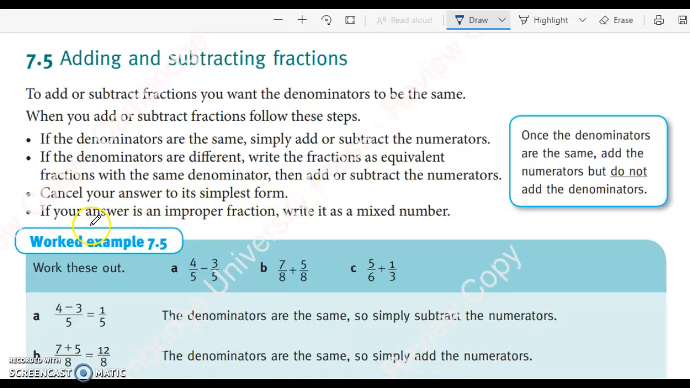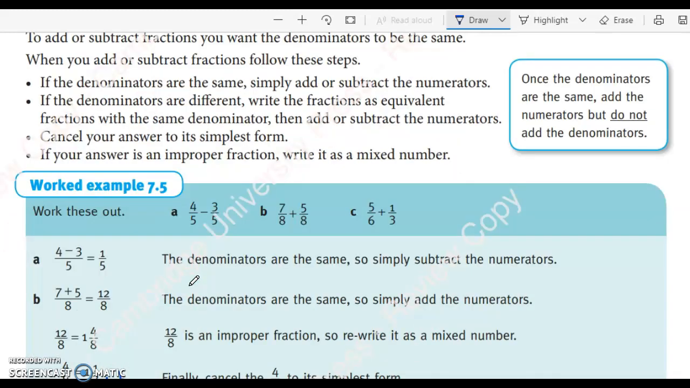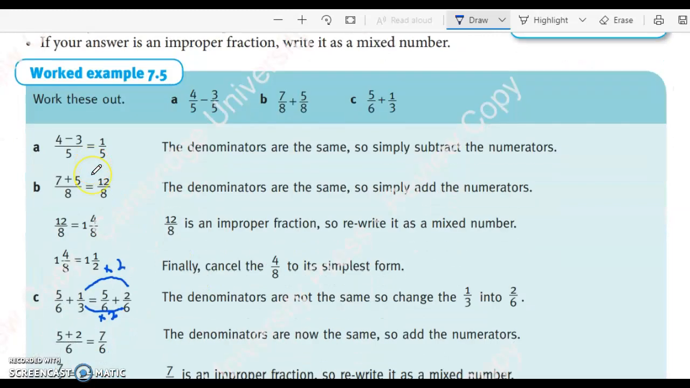How if your answer is an improper fraction? So we can write it as a mixed number. Okay, let's see the worked example 7.5. Here, work these out. So we have three different questions.